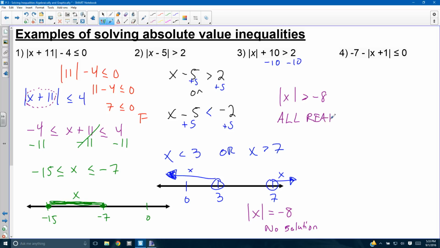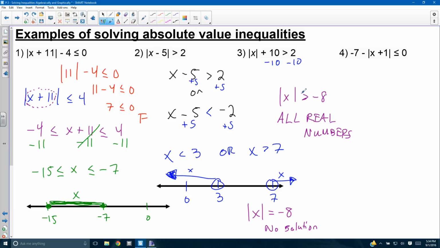In fact, this boundary point of negative 8 is really irrelevant. Now, this is not something where I say either it's greater than negative 8 or less than 8 or anything like that. Well, actually, technically, I could say that. That'll still use all real numbers. All real numbers. You can put anything in there and it's going to work.